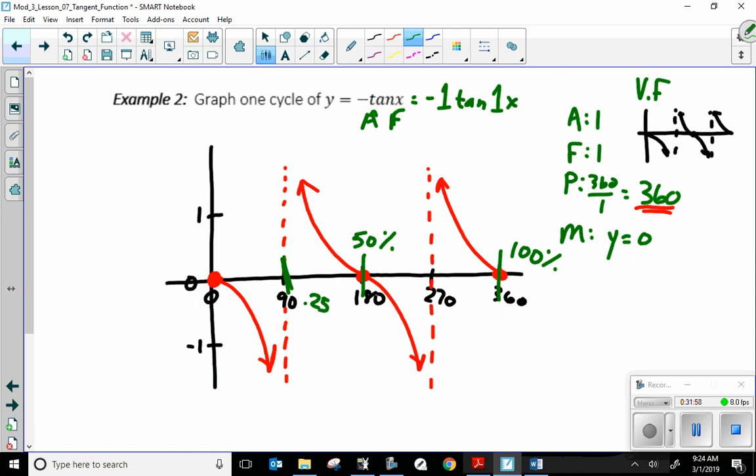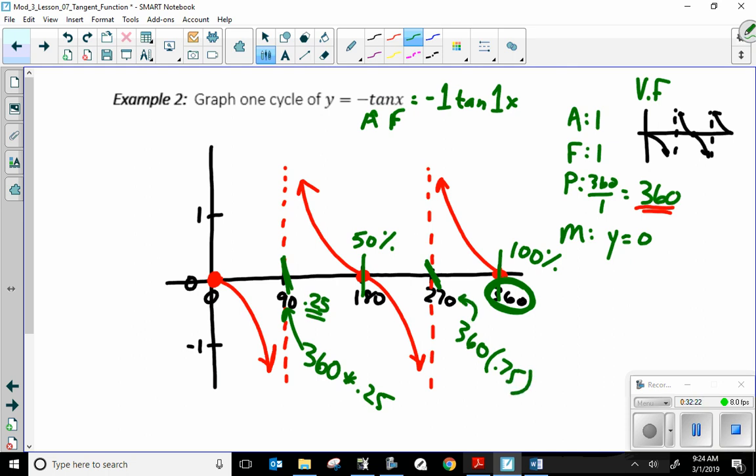So if I know what the period is, it happens to be 360, and I multiply it by 1/4, I will get 360 times 0.25. It will give me 90. And again, this happens at 75%. So if I take my period, 360, and multiply it by 0.75, I'll get 270.